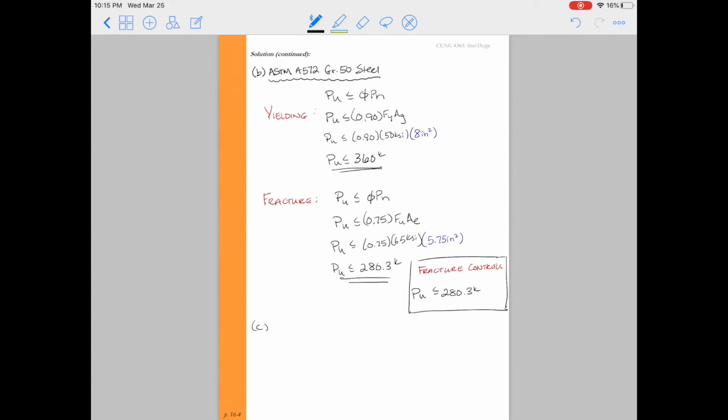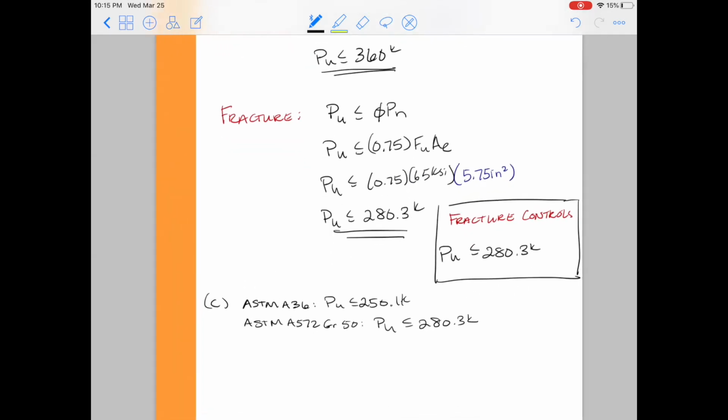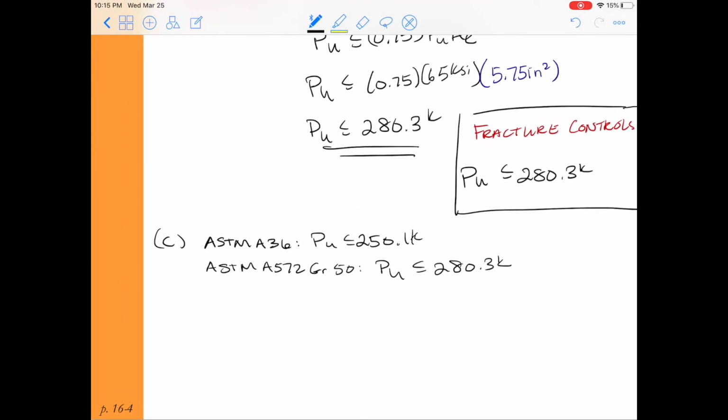So we take a look at the capacities of both the connection for A36 steel and for the grade 50 steel. And so I'm just going to summarize them here. For the A36 steel, we said P sub u has to be less than or equal to 250.1 kips, whereas for the A572 grade 50 steel, we said P sub u has to be less than or equal to 280.3 kips. So I think the first conclusion you can draw is that when you move to a higher grade steel, P sub u goes up.